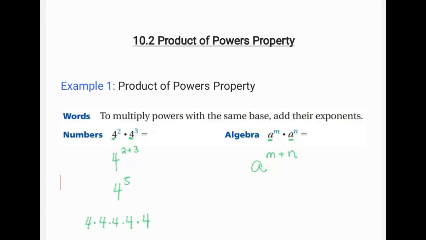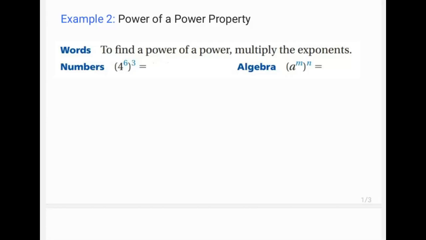In example 2, we have a power of a power property, which means that we're going to multiply the exponents. Now at first it may seem a little confusing, so we're going to break it down to what we just talked about as far as the base and the exponents. Our base is 4 to the 6th power, and the 3 on the exponent right here tells us how many times we're writing our base. So I'm going to go ahead and do that so you can see this.